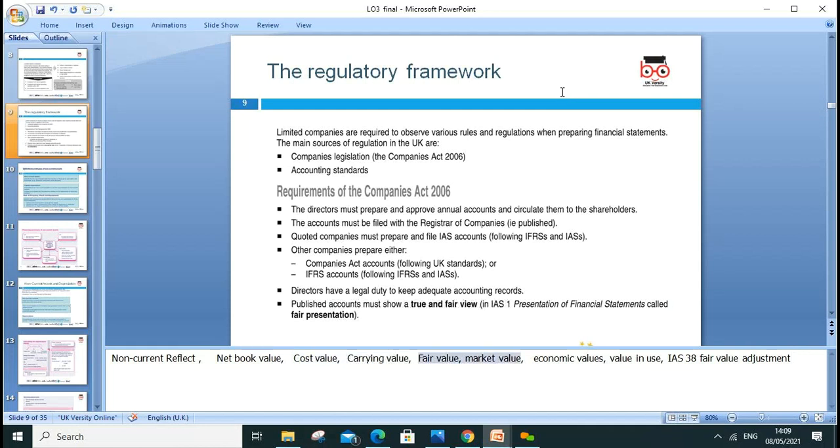Cost value means the value when you purchase the asset. Fair value and market value are the same thing. Value in use or economic value is normally the same thing, the same term. So these are the key things we use. If you have a question, you can ask, please. Are we all okay with this?